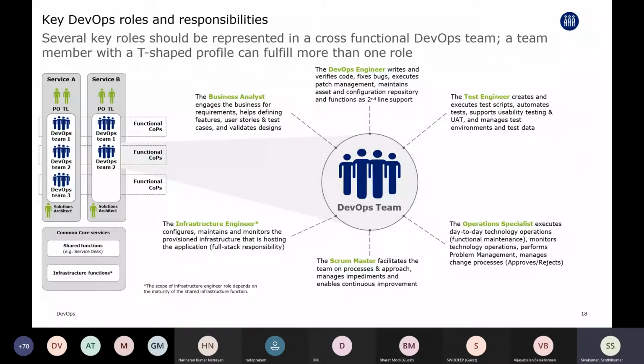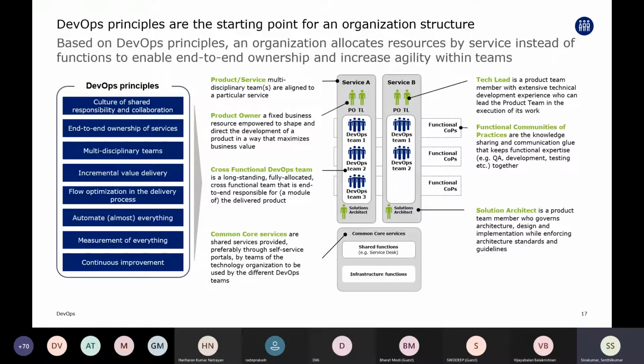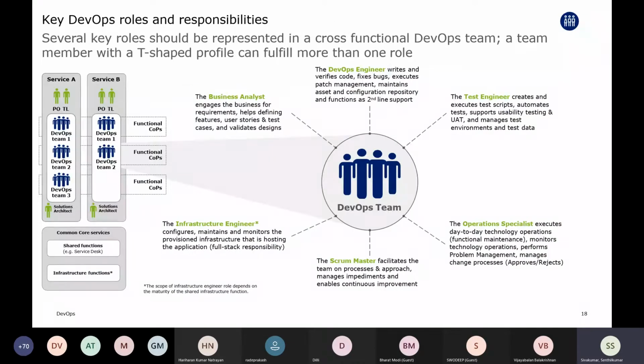Several key roles should be represented in the cross-functional DevOps team. A team member with a T-shaped profile can fulfill more than one role. Now, in the previous part, the DevOps principles drive this small group of projects. Now we make the projects into modules. Inside the module, I have to fill in the requirements. Now service A and service B are there, and functional COPs will be there. What are the roles and responsibilities for each one of them, and how will they be derived for my business goal?